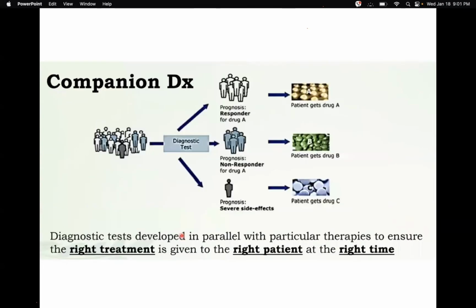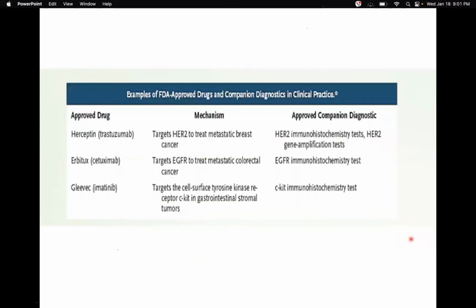So diagnostic tests develop in parallel with particular therapies to ensure the right treatment is given to the right patient at the right time. So we have examples of your FDA-approved drugs and companion diagnostics in the clinical process. So meron tayong approved drug which is the Herceptin. The mechanism of Herceptin is that it targets HER2 to treat the metastatic breast cancer. What is your HER2?